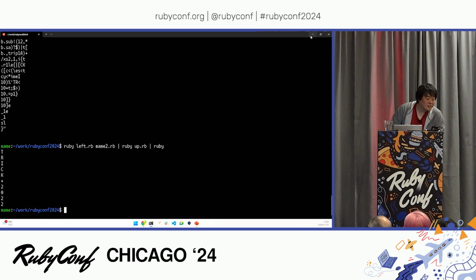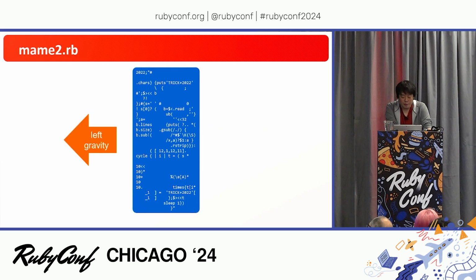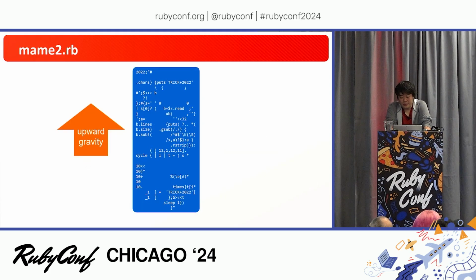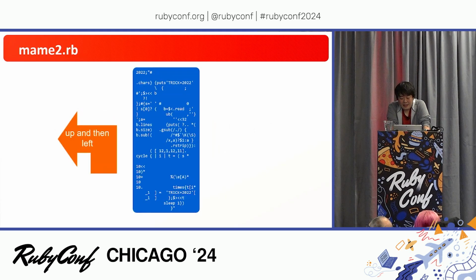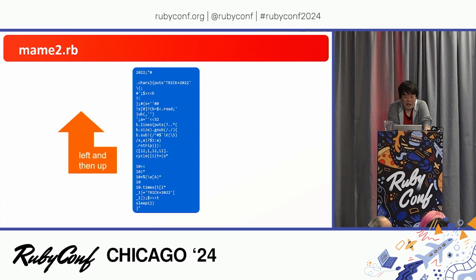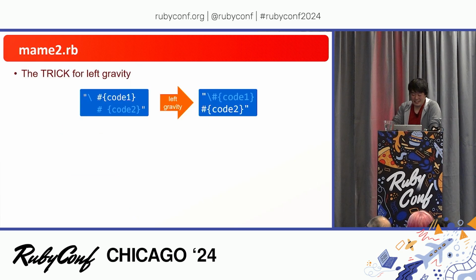Okay, so I think you need a recap. This is the original program. If it is crushed to the left, it behaves like this program, the upward crushing program. And if the original code is crushed upward, it behaves like the left crushing program. This is the left crushing program. And if crushed up, then left, it prints TRICK 2022. And if crushed to left and then up, it prints TRICK 2022 vertically. You understand? Okay. I will only introduce the key idea.